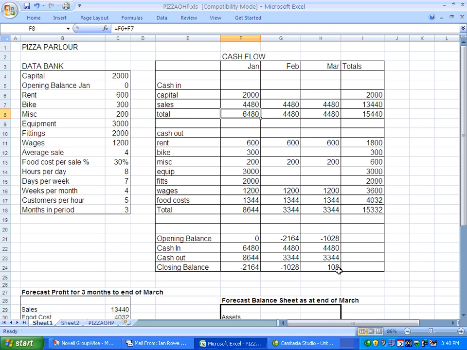Okay, so that's the cash flow from our data bank. Sorry, I just forgot there the food cost. The food cost here, 1,344. That's 30% of the sales figure. So whatever the sales are, we're taking 30% of that figure as the cost of ingredients, and we have to include that in one of the things. We've got to buy the ingredients every month.